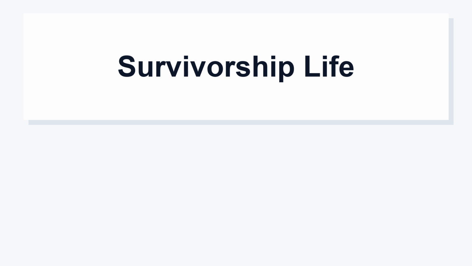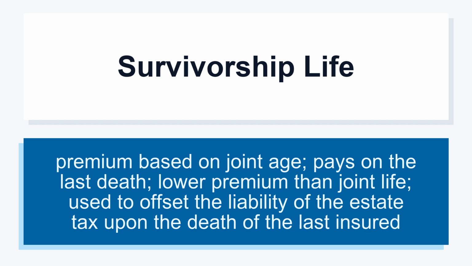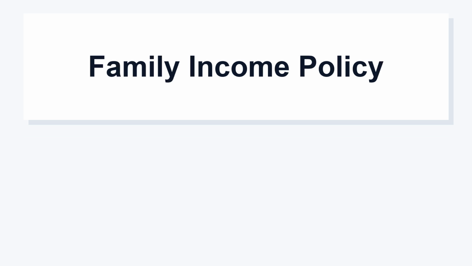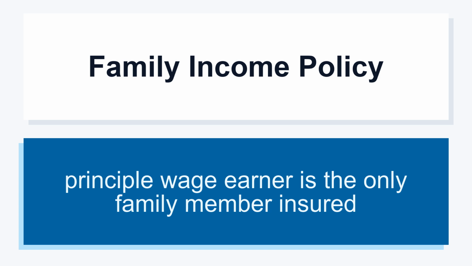Survivorship life: premium based on joint age, pays on the last death, lower premium than joint life, used to offset the liability of the estate tax upon the death of the last insured. Family income policy: principal wage earner is the only family member insured.